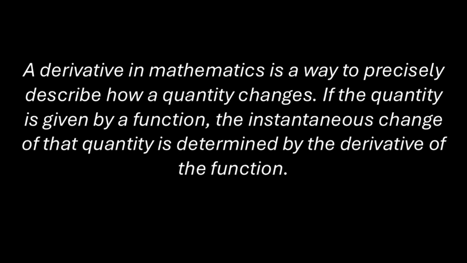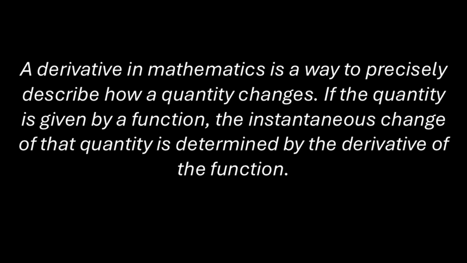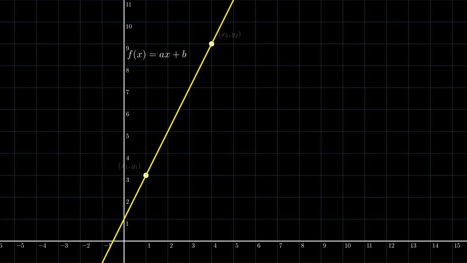Let's start with one of the simplest functions we have, a linear function. Here we have a linear function drawn in a coordinate system, and we're interested in how this curve changes, or in other words, how steep it is. What we know is that for a linear function, the steepness is the same everywhere along the curve. If you imagine walking up the line, the slope stays constant the entire way.